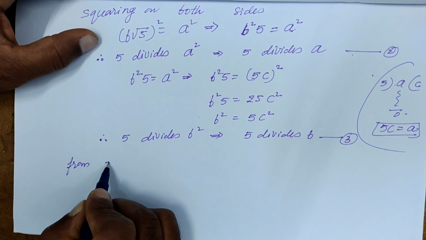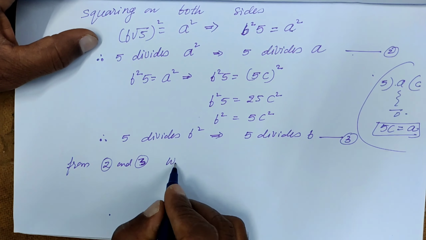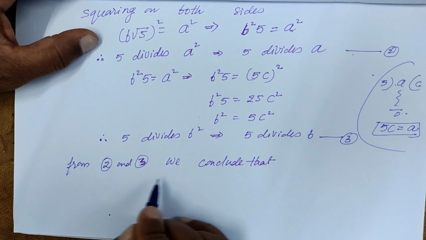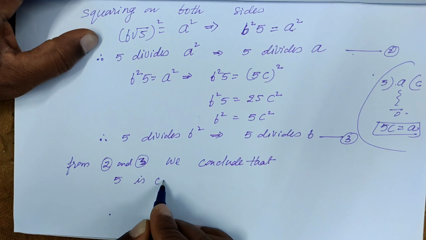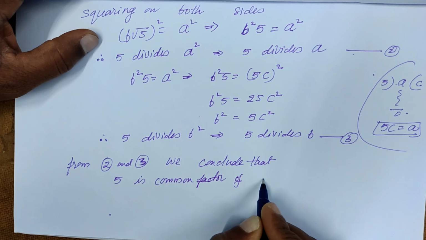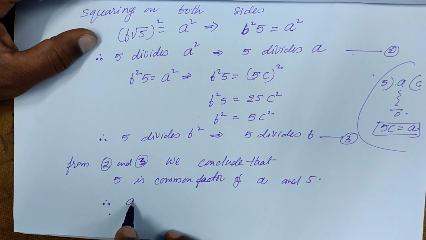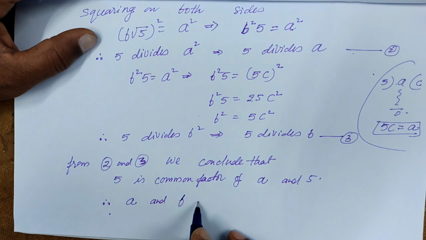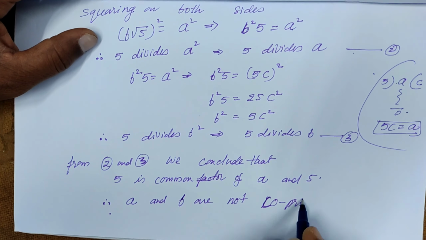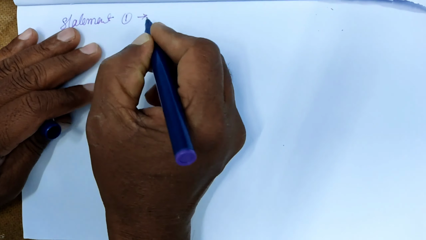From statement 2 and 3 we conclude that 5 is a common factor of a and b. Therefore a and b are not co-primes. Statement 4.